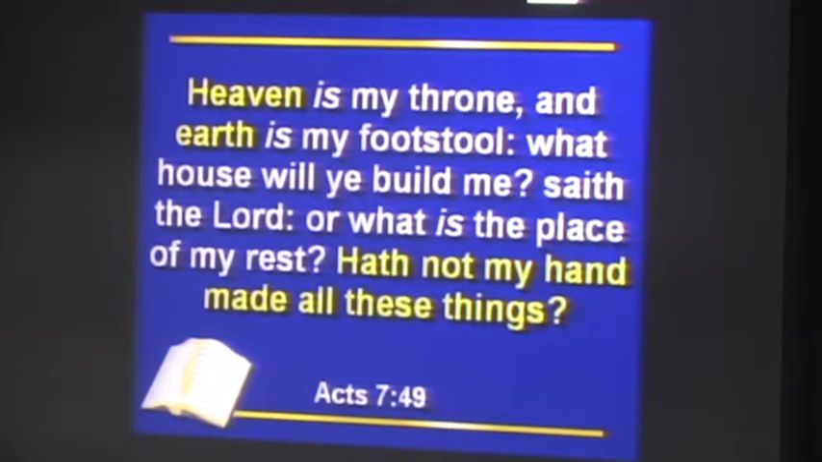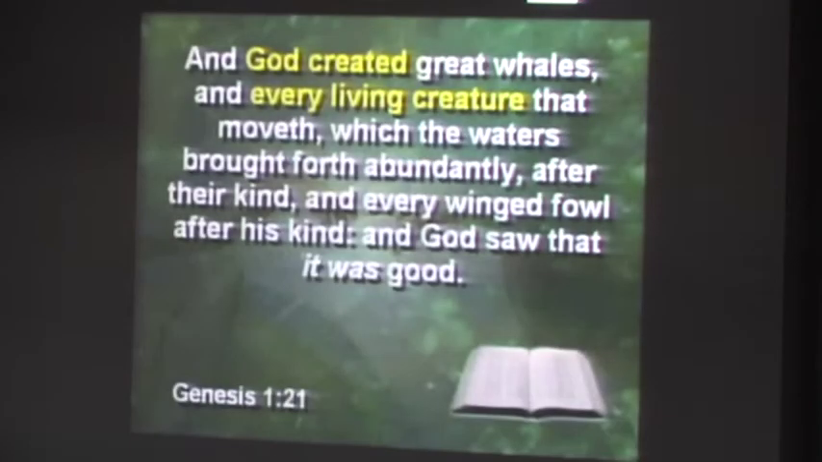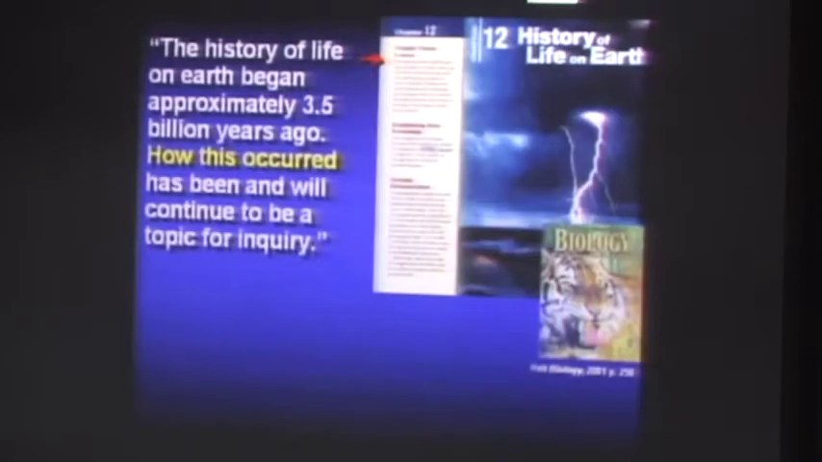God made everything. And the Bible says God formed the entire world. The Bible says God created great whales and every living thing. Now the textbooks in school are going to teach your kids that every living thing happened by itself. They're not going to teach them God created every living thing, that's for sure. Here's a textbook that says, the history of life on earth began about 3.5 billion years ago. How this occurred has been and will continue to be a topic for inquiry.